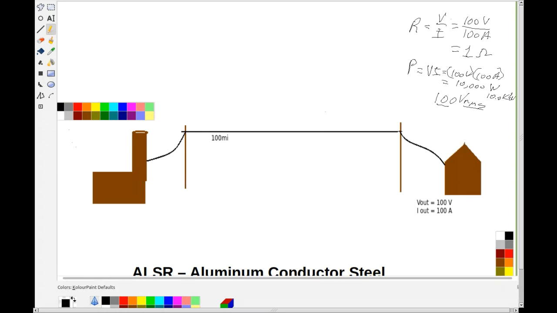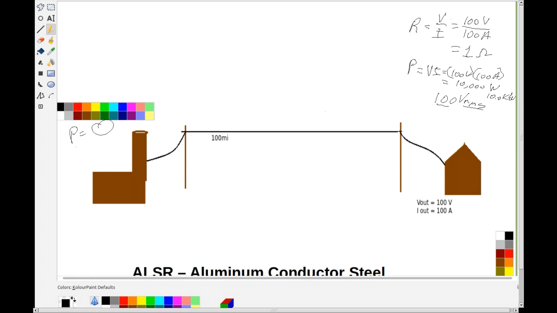Anyhow, so the question now becomes, if that's the case, how much power did the electric company have to generate to get me 10 kilowatts at my house? I mean, obviously they had to generate 10 kilowatts, right? But if you look here, we've got this wire, and just to make life easy, I just chose it to be 100 miles.